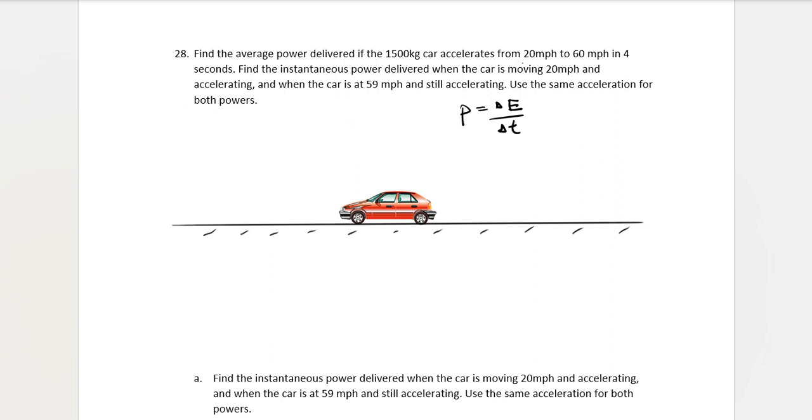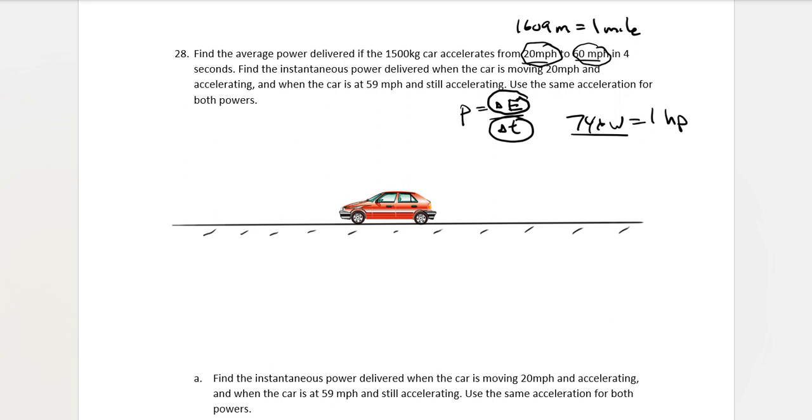Start by converting these to meters per second using this conversion factor: 1,609 meters is equal to 1 mile. That should help you out with that. Then calculate a kinetic energy at this speed, using meters per second as your speed though, and then calculate a kinetic energy at this speed. Then subtract those kinetic energies, and there is your change in energy. Then divide it by your change in time, and that will give you a number, probably a pretty large number. And then use the conversion factor: there's 746 watts in 1 horsepower. Sorry about my crummy writing there. That's a 746.